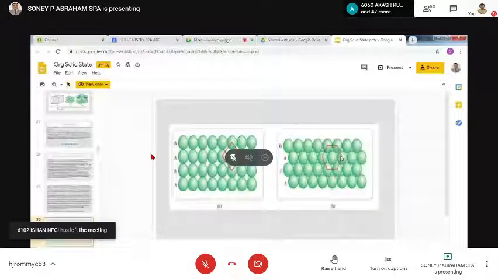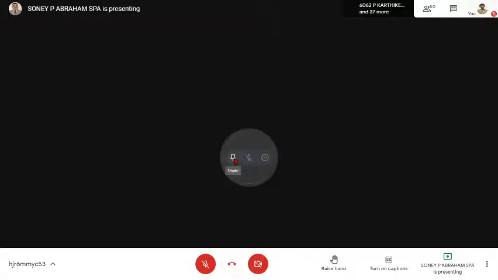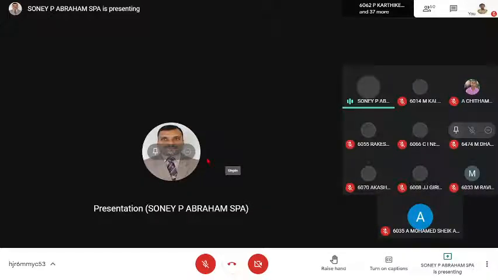Here, in contact, you are getting a hexagon. That's why it is known as hexagonal close packing. Here you are getting a cube. That is why it is known as cubic close packing.